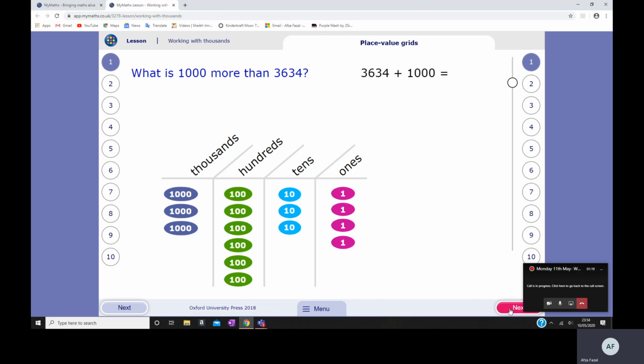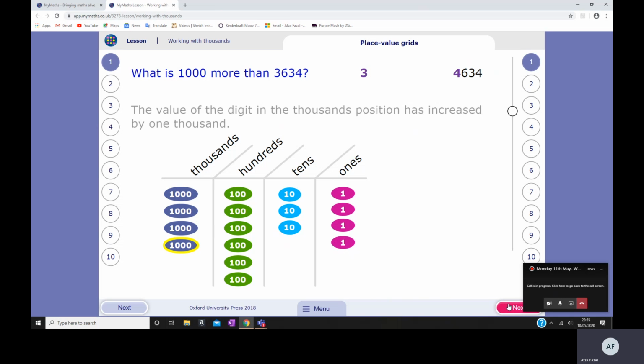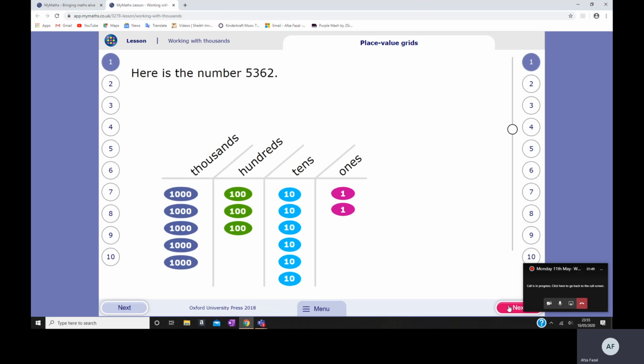It shows you how much of each value you have in that number. So what is 1000 more than 3634? To find out, we add another disc into the 1000 column. So there's what we've added. So now we have 4634. The only place value column that changes here is just the thousands. The value of the 3 digit in the thousands position has increased by 1000.